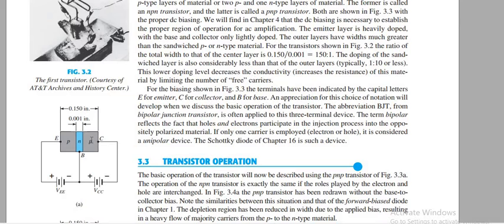The third layer, on the right side, is the collector side, and this P junction is moderately doped. Obviously it will be relatively lightly doped as compared to the emitter, right? So it is moderately doped. Okay, so in this way this transistor is constructed.